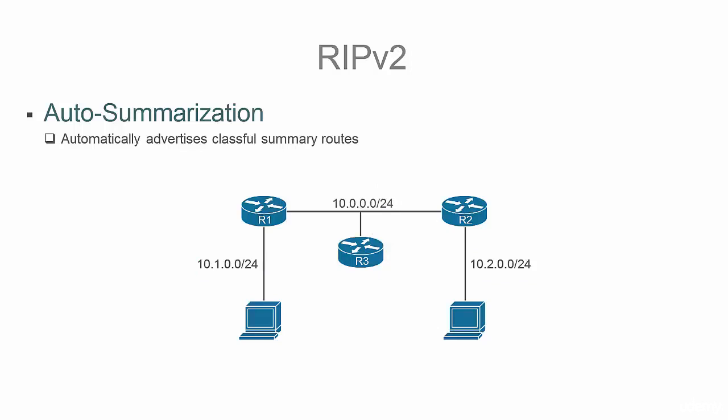Now, if the topology would have looked like this, and we had the 10 network between R1, R2, and R3, then we wouldn't have had this problem even if auto-summarization was enabled, and R3 would have learned the specific routes directly to R1 and R2.